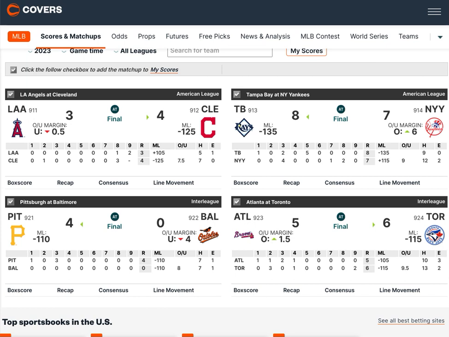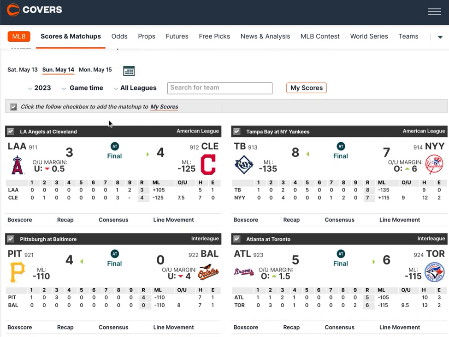So let's dive into this video. I'm going to give you two examples. We're going to look at a soccer example, but first we're going to look at a baseball example. The first game we're going to look at, LA Angels and Cleveland Indians, or Guardians, from Sunday, May the 14th, so 2 days ago. My model had LA Angels favored and had Cleveland as the underdog, and the model was incorrect. Cleveland actually won that game 4-3.